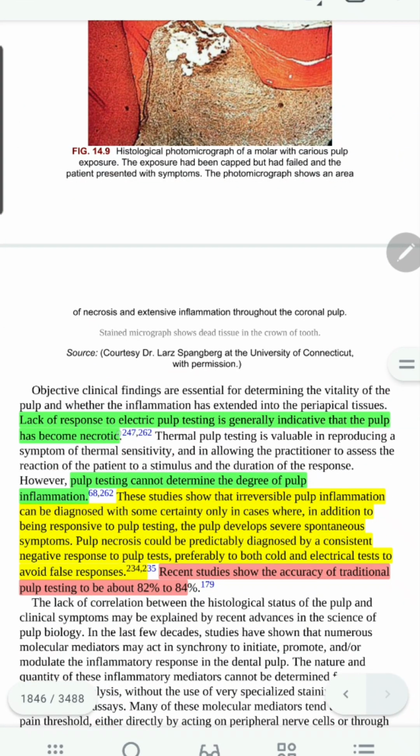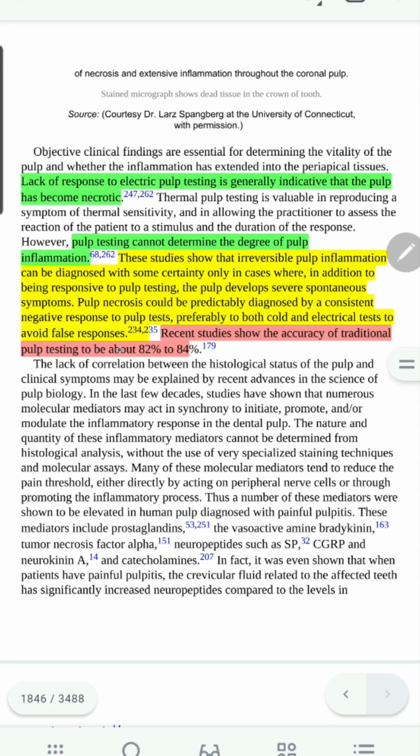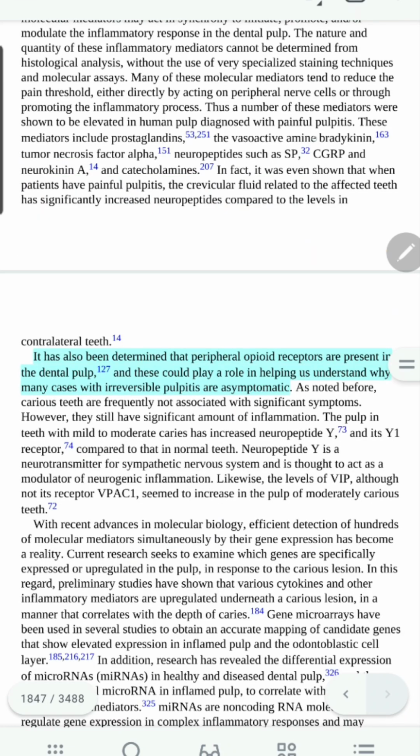The lack of response to the electric pulp testing indicates that the pulp has become necrotic. So the pulp testing only gives us 80% accuracy regarding the degree of inflammation.